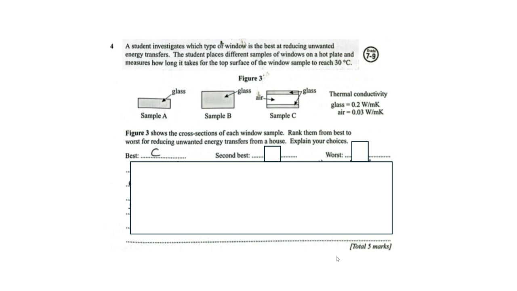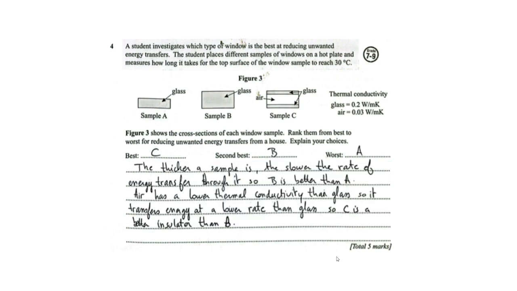The second best will be B. If you compare B and A, they're made of the same substance, glass, but B is thicker. It will take more time for the heat to be transferred from the bottom to the surface of sample B. So the thicker a sample is, the slower the rate of energy transfer through it. So B is better than A. Air has a lower thermal conductivity than glass, so it transfers energy at a lower rate than glass. So C is a better insulator than B.